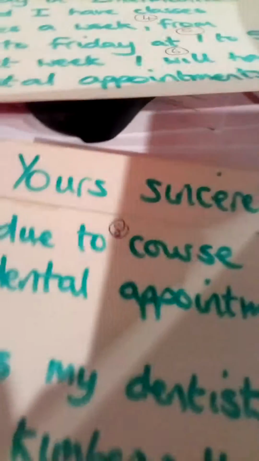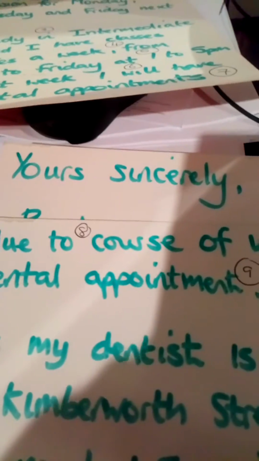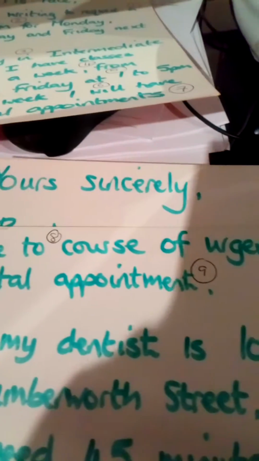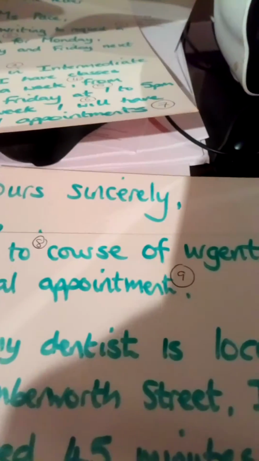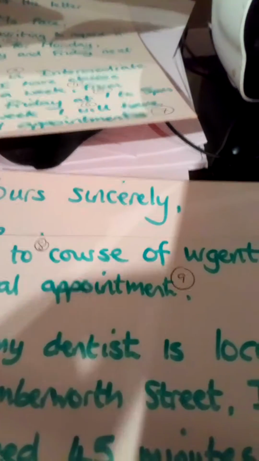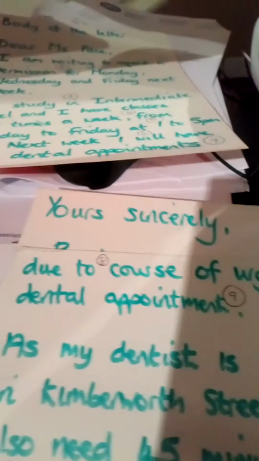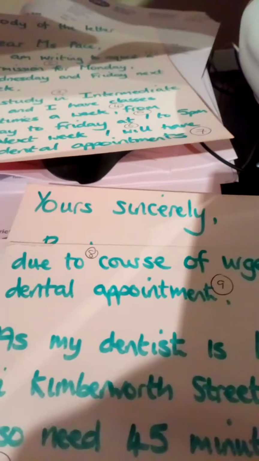What I'm suggesting is that you say, next week I will have 3 dental appointments, full stop. This is due. So this is a phrase we would use. So where you've written the word due, we put this is due to, don't forget that article A, yes? This is due to a course of urgent. That's a brilliant set of phrases. This is due to a course of urgent dental appointment.